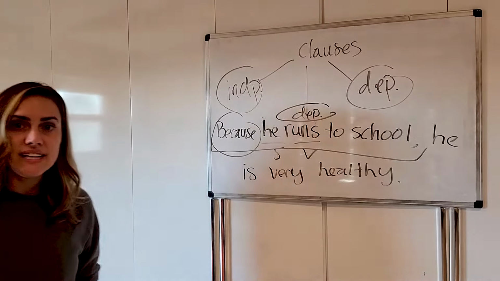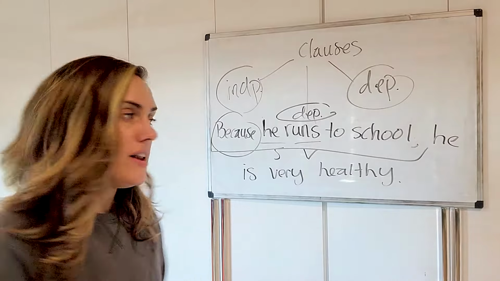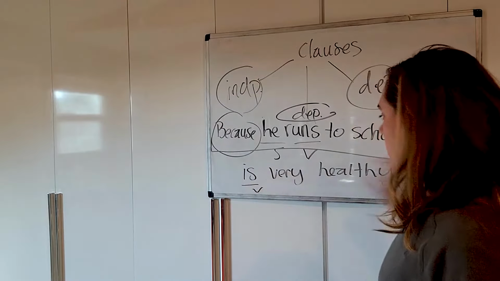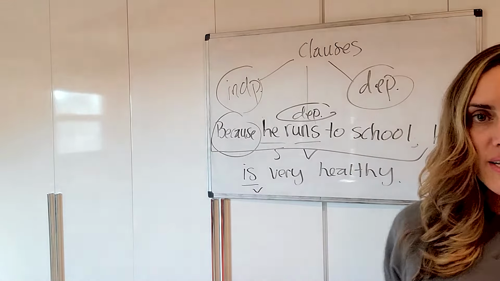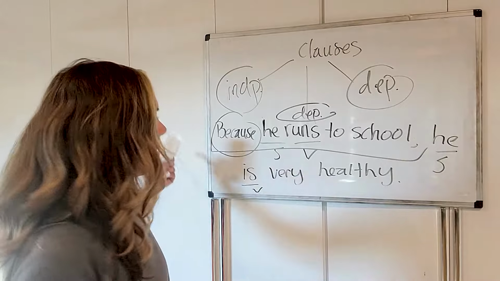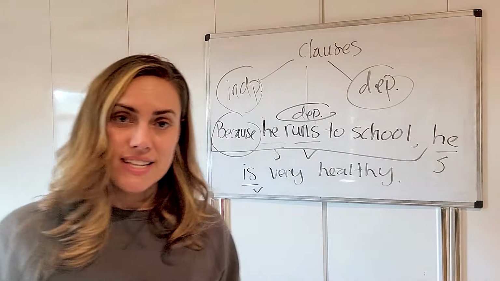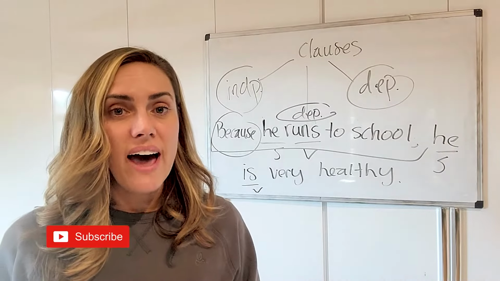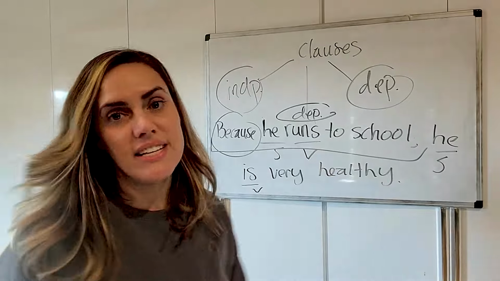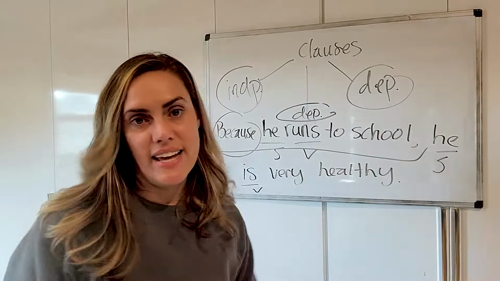Now what I've done is I've added a new clause with a subject and a verb and a complete thought. He is a new subject, is a new verb. He is very healthy. That makes sense. That's a complete sentence. Okay, so the whole thing reads, because he runs to school, he is very healthy. And this is an example of a sentence with an adverb clause of reason. The word because shows reason. And this part of it is the adverb clause.